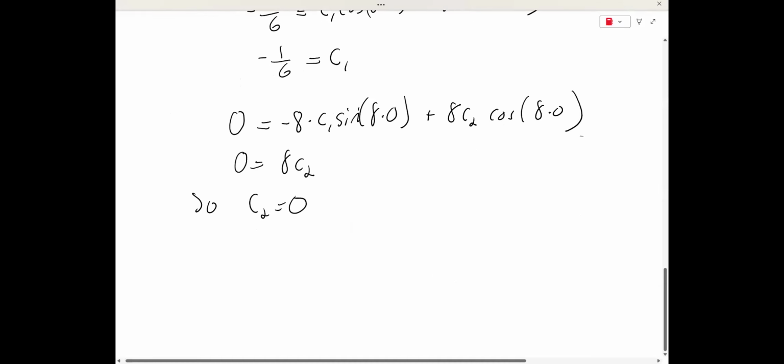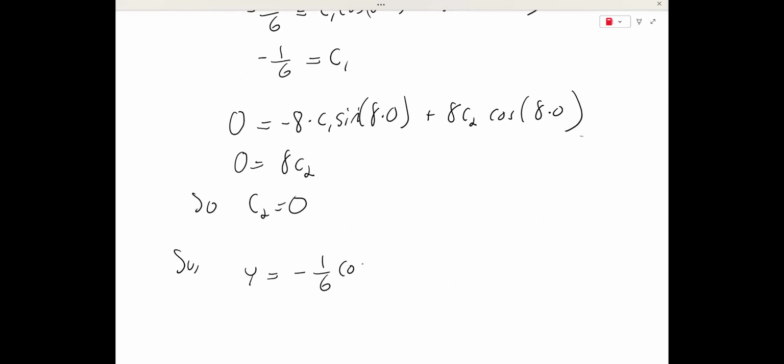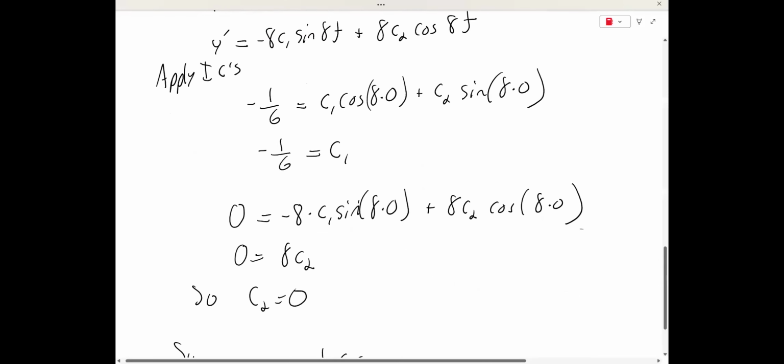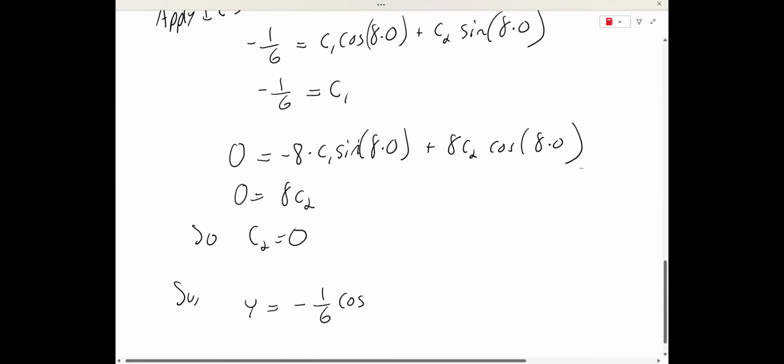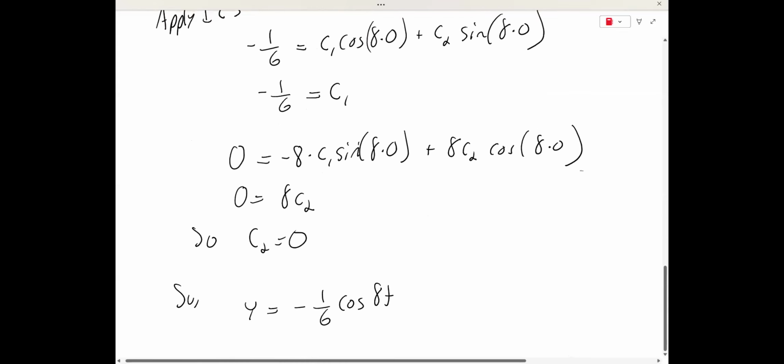Okay, so what we have here then, y of t is equal to, C1 was negative 1/6, cosine of 8t, and that's it. So it'd be negative 1/6 times cosine 8t. Okay, that would be the answer here, because that'd be the displacement as a function of time. Okay, so any questions on that?